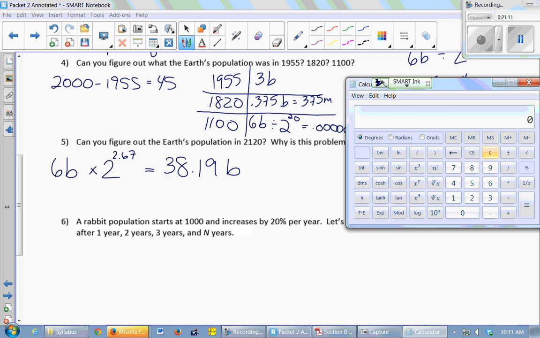Okay, so to type in 6 times 2 to the 2.67, you hit 6 times 2, and then hit x to the y or y to the x or the caret, whichever you have, and then type 2.67 and hit enter or equals.